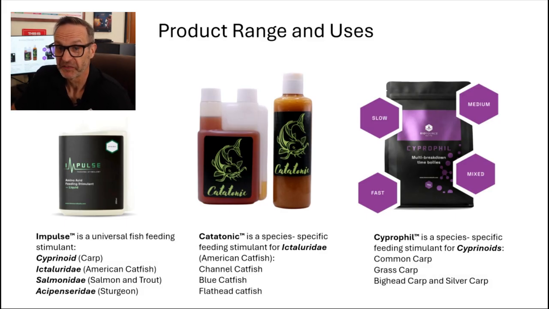We now have 3 viable products which work great in both aquaculture applications. If you're, for example, looking for something to feed trout, salmon, even carp or catfish, wonderful, right? We can tailor you a product. If you're fishing, you want to catch anything, Impulse. If you're into carp, Cyprophil. And if you're into catfish, Catatonic. So those are our kind of flagship products at the moment, and it's currently summer 2026. Those are our current products.